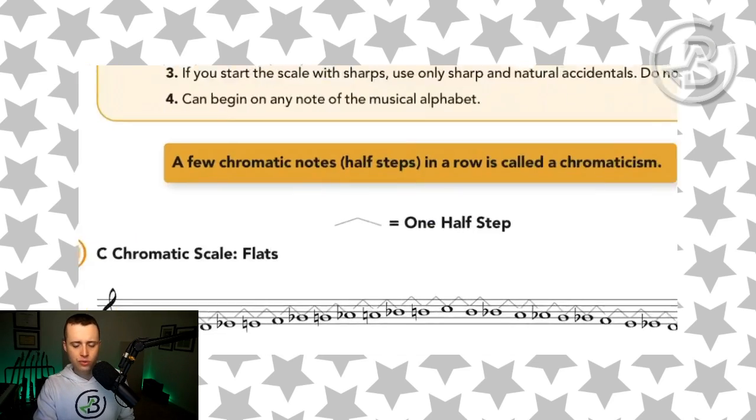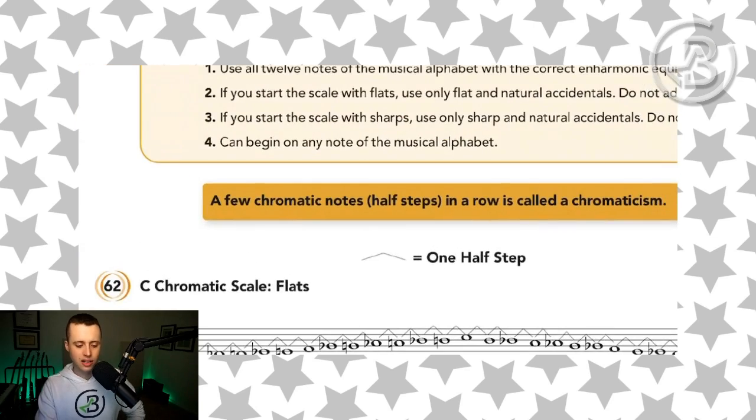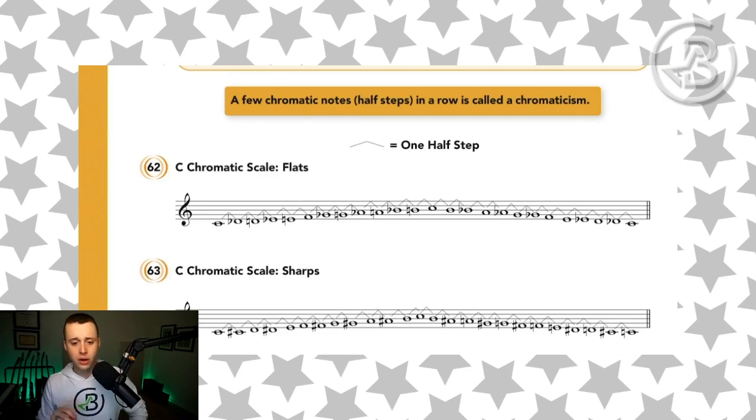As we recall from learning half steps, that little upside down V is going to indicate the space of 1 half step. Now we know it's a C chromatic scale because it starts on C. Remember, that's how we name a scale. We say the pitch class it starts on plus the type of scale, so C chromatic scale. And then we also know from our scale rules that it's going to go from low to high in the order of the musical alphabet.